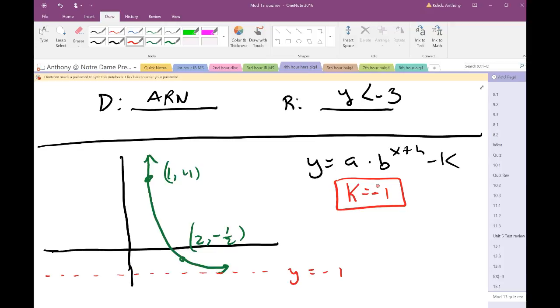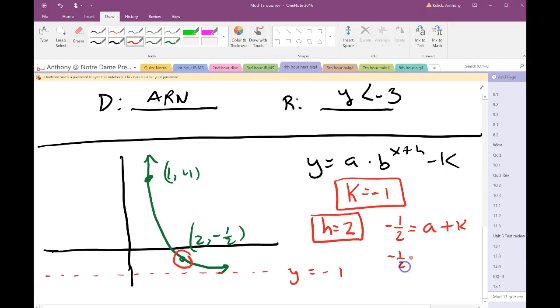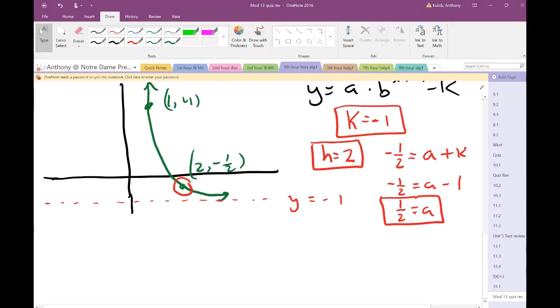The next thing we're going to do is find the h and the a. So I'm going to assume one of these points is the h point. Which one would I want to assume is the h point? Yeah, 2, -1/2, because it's on the curvier part of the graph. So that tells me h is 2, and then it tells me -1/2 is equal to a plus k. Well, we had already found k in the previous step, right? So when I solve for a, I get 1/2. Kevin? You may. Is everybody happy with that?